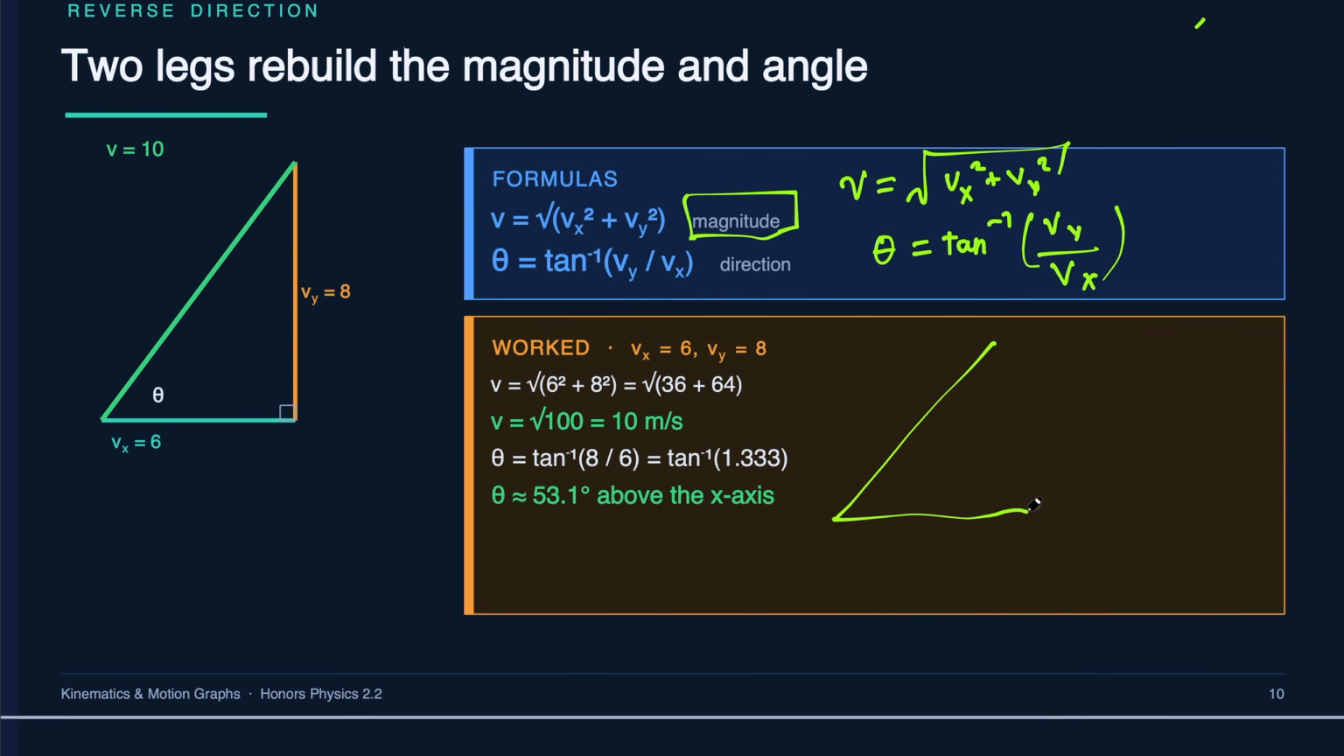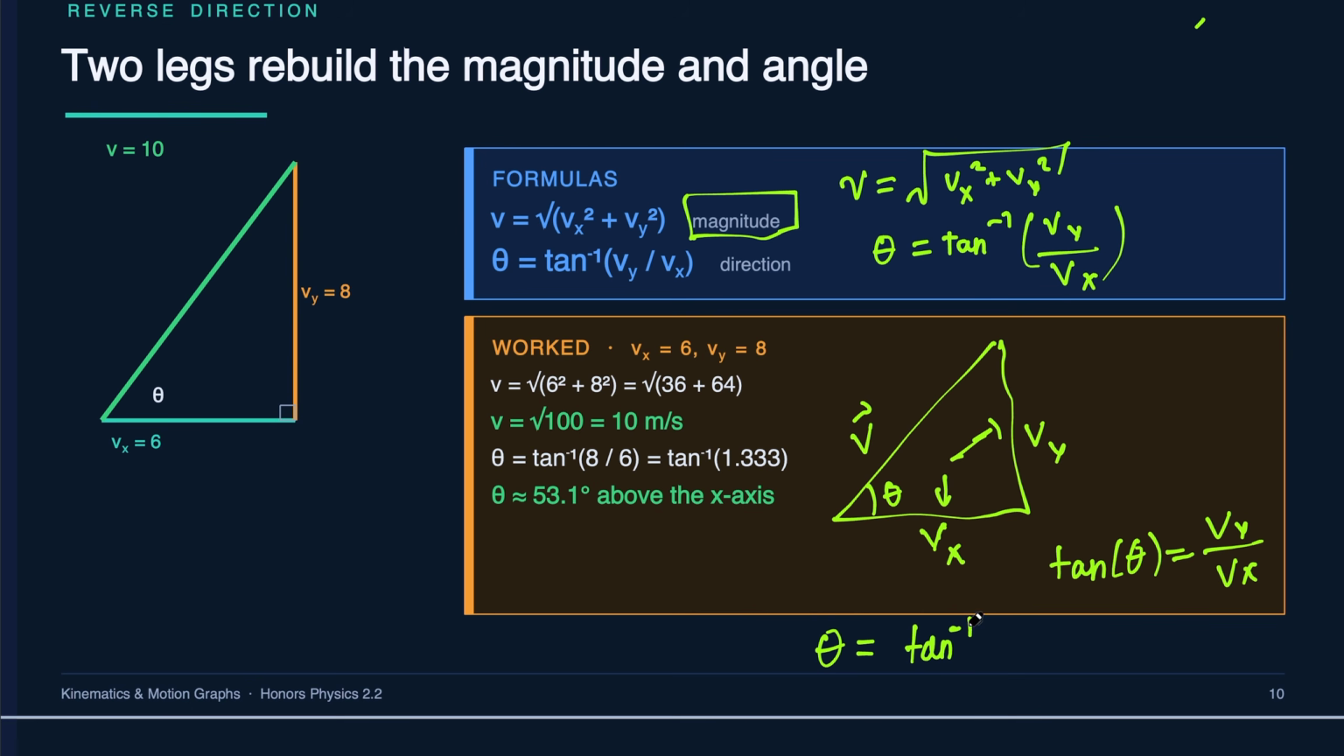And then for the other one, same example. Let's take a vector, theta here, Vx, Vy. We know that tangent of theta is opposite over adjacent, which is Vy over Vx. So if you want to find theta, we can just do theta is equal to arctangent, or tan to the negative 1, of Vy over Vx.